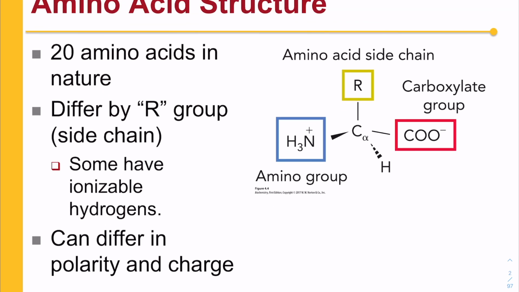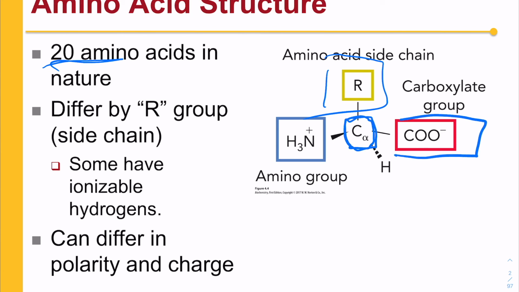So these are the amino acids. There's 20 that we have in nature, and they differ mainly by what's called the R group or the side chain. So all of the amino acids have one thing in common, with some exceptions, but they have an alpha carbon, so a central carbon here. They have a carboxylic acid group, COOH, and they have an amino group, right?